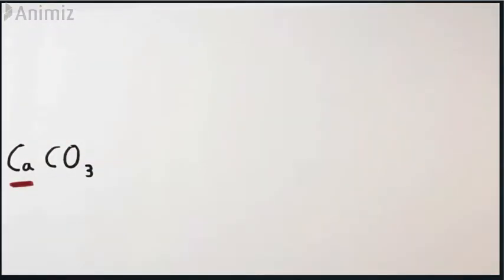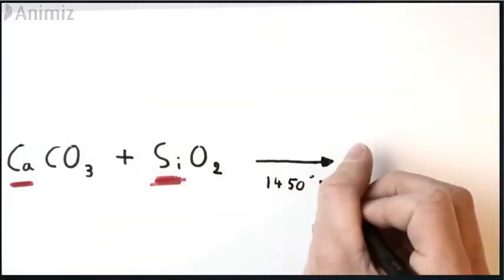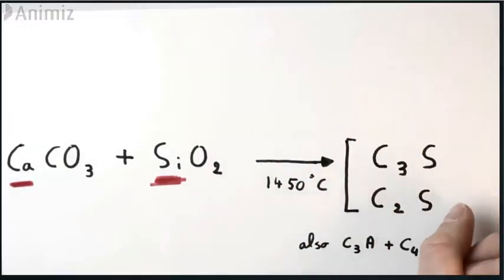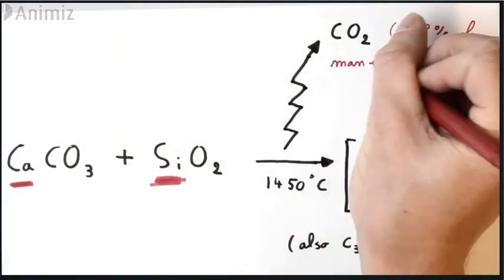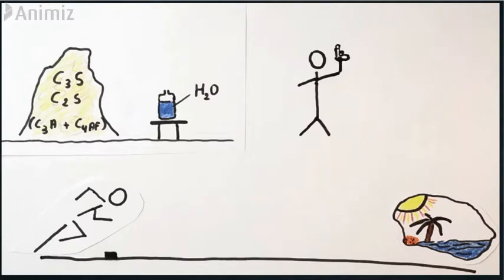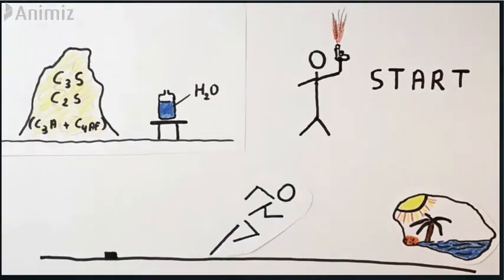This causes the calcium from the limestone to combine with the silicon from the clays. This forms, mainly, calcium silicates, and releases a bit of CO2. Now that they are warmed up, if you mix them with water, they will react.